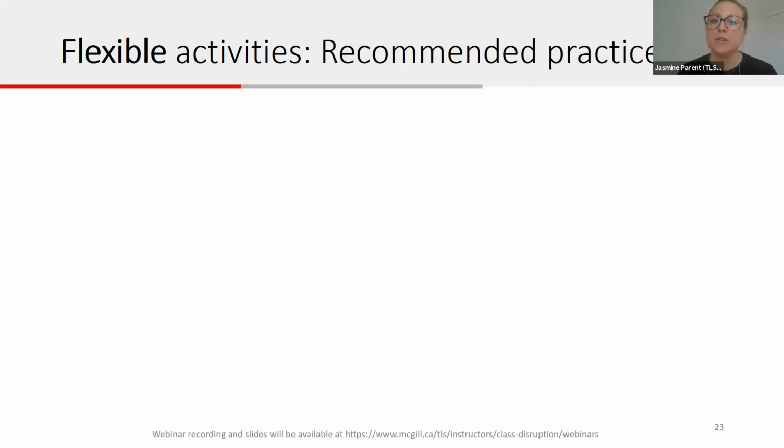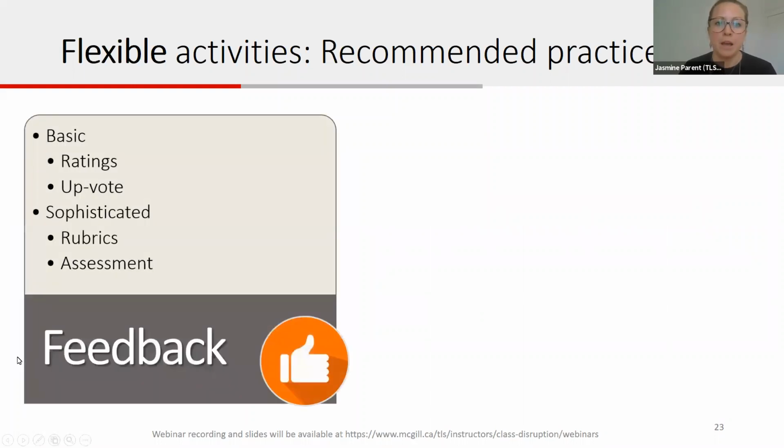So we have some recommended practices that we would like to share for discussion boards. Concerning feedback, you might consider very basic feedback practices or more sophisticated. For basic feedback practices, you can include the setting to allow for upvotes or star ratings on discussion posts, where students can either upvote or rate each other, or you can upvote or rate them.